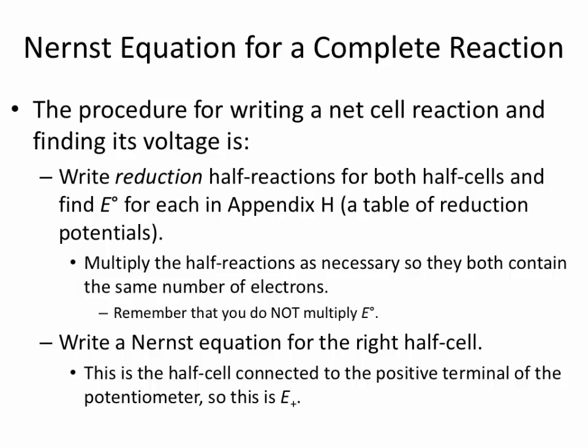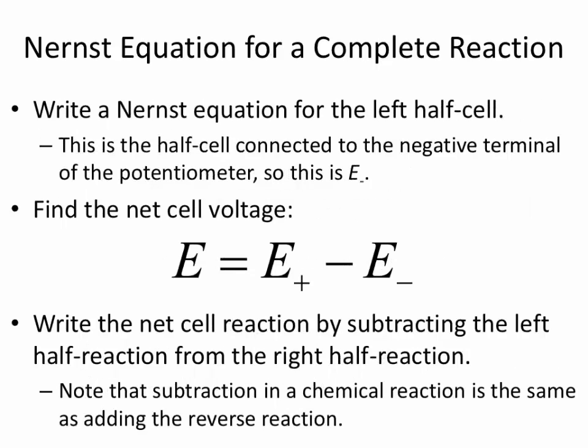And then we write a Nernst equation for the right half cell, and this is the half cell connected to the positive terminal of our potentiometer, so this is our E plus. Next, we write a Nernst equation for our left half cell, and this is the half cell connected to the negative terminal of our potentiometer, so this is E minus. And now we have our E plus and we have our E minus.